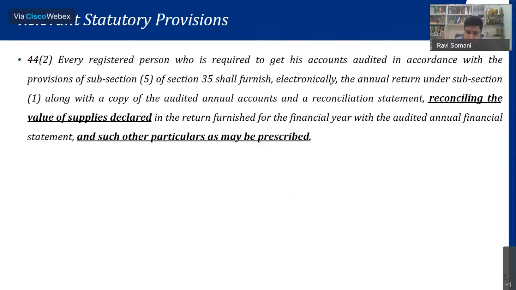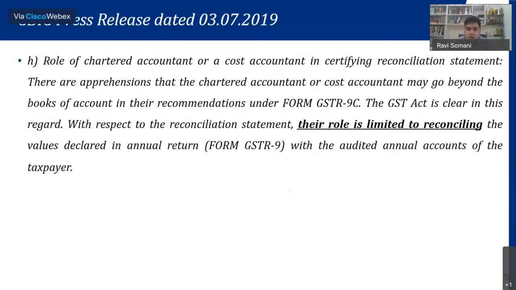And let me tell you, the government has prescribed some other particulars also, which I will tell you about. Now there is a press release which was issued on 3rd July which also says that the role of chartered accountants is limited to reconciling the values. Now, reading this entire conundrum of various sections, 35(5), 44(2), this circular and all those things, I would agree with the point that the role of the auditor is only to the extent of reconciliation. But the 2 points I would like to raise are: are we doing only 9C for the clients?